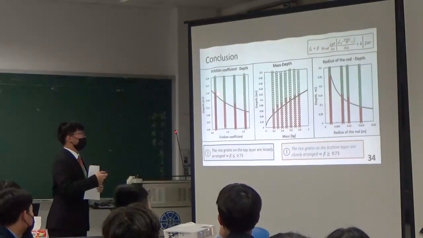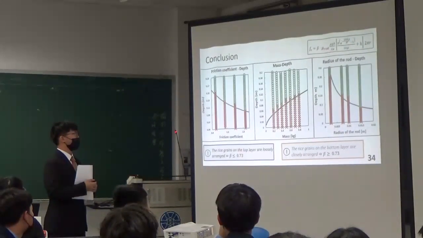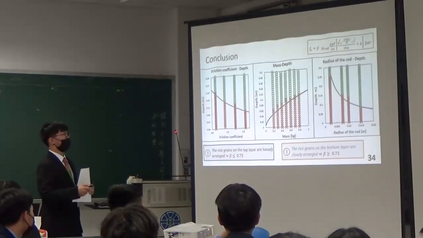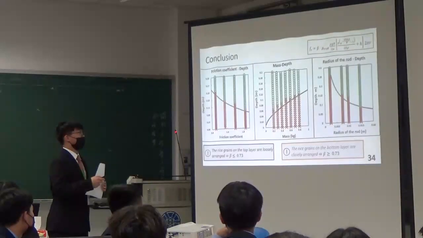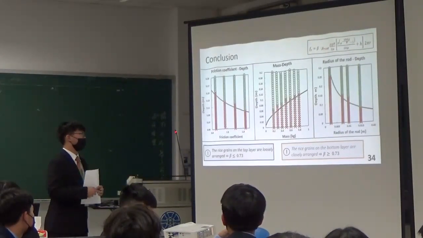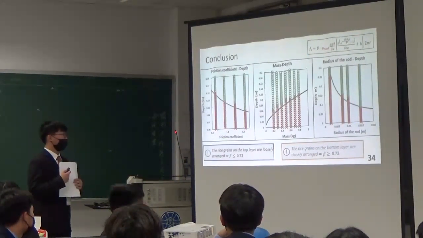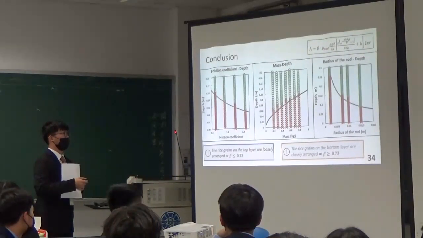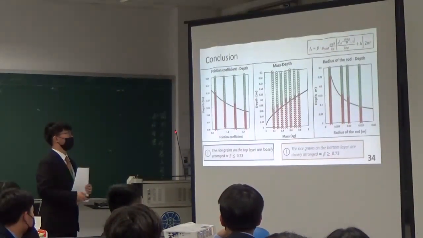So friction coefficient has a negative correlation to the depth as well as the radius of the rod. And the mass has a positive correlation to the depth. And the deviation comes from the difference of beta, which is the fitting constant in our theory.